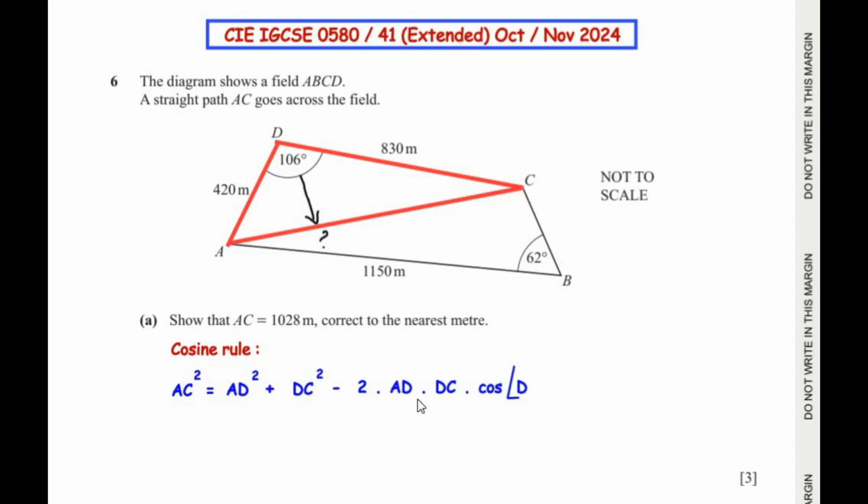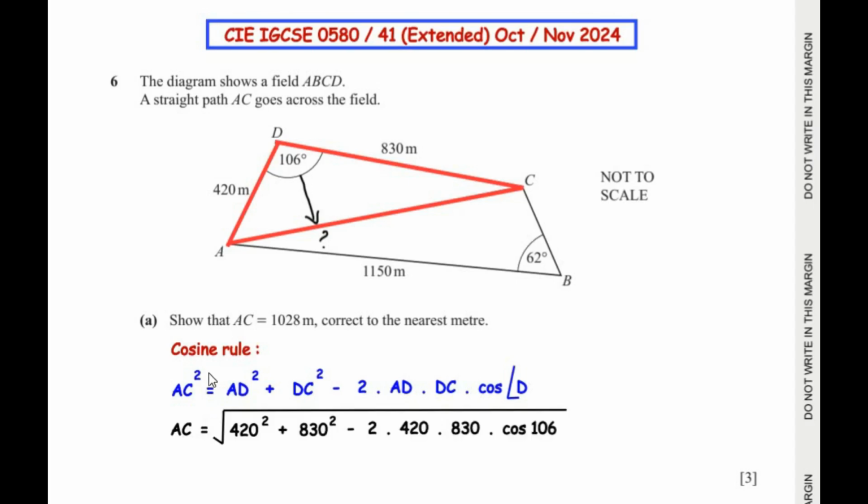Now let us substitute the respective values. In the next step we have taken the square root on the other side of the equal to sign. So it becomes square root of AD square. AD is 420, so we have written 420 square, plus DC is 830, so 830 square minus 2 times 420 times 830 times cos of angle D, which is cos 106.